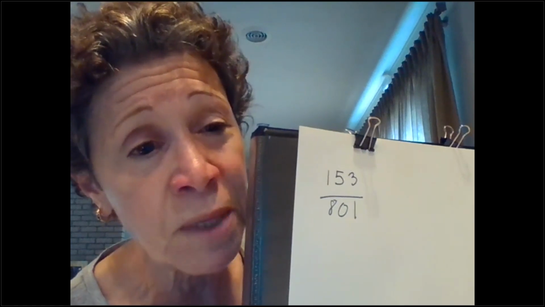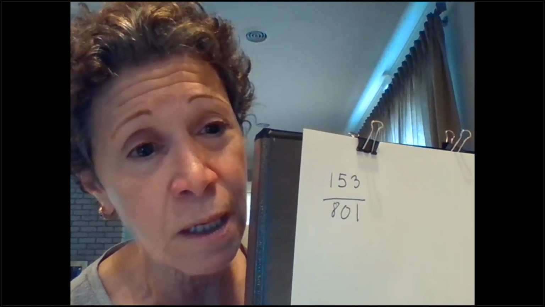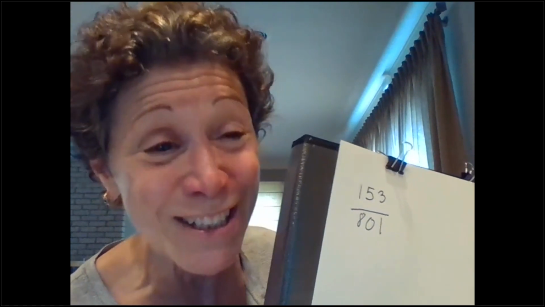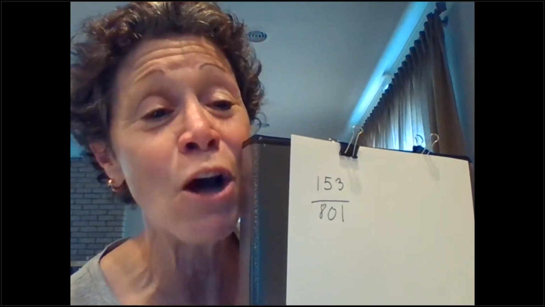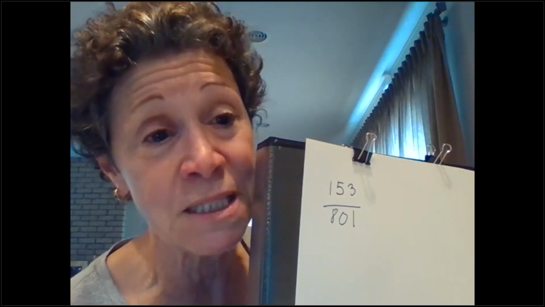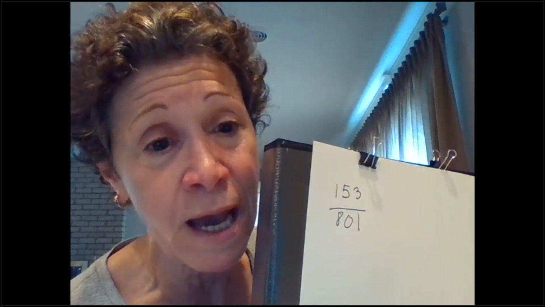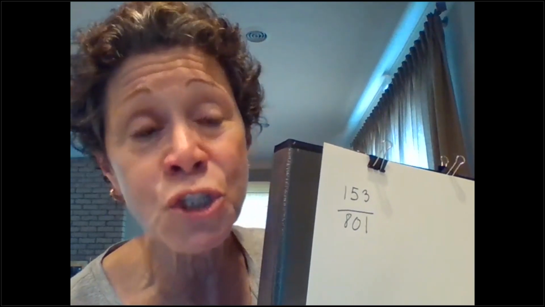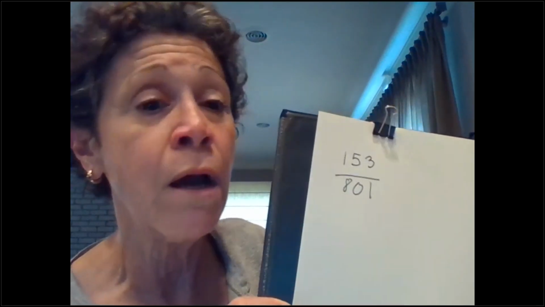Okay, so now let me look at my bottom number. That's cool. Yeah, it is. That's a good trick. Okay, so 8 plus 1 is 9. 0 obviously doesn't count. So now I know that both of these numbers are divisible by 9. Now, I'm not sure that that will get me to lowest terms, but it's a good start. So let's do it.